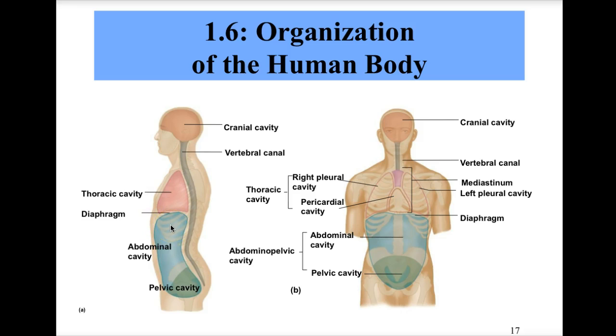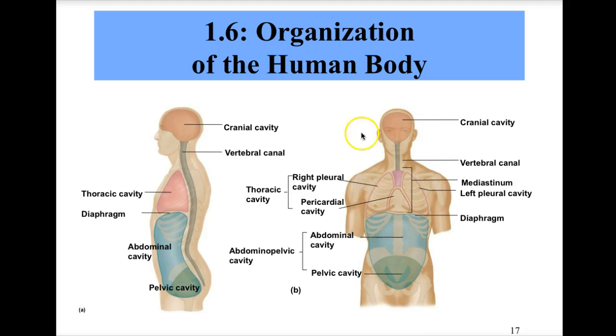The human body itself, when you look at its orientation from the anatomical position, you do see that you have the axial portion. The axial portion of the body includes the head, neck, and trunk. And then you have the appendicular portion of the body, which includes the appendages, which are your arms and your legs. The cranial cavity itself houses the brain. The vertebral canal, of course, houses the spinal cord.